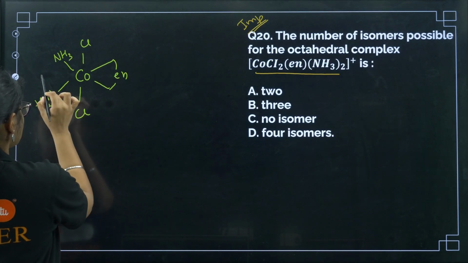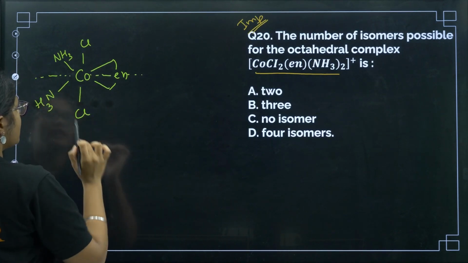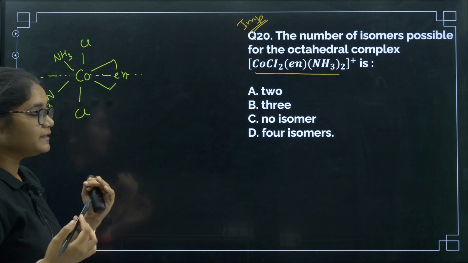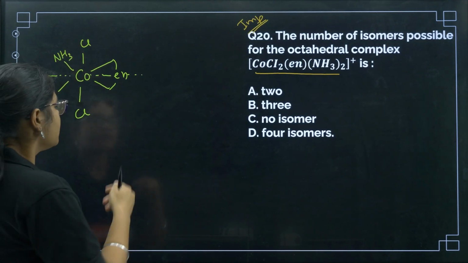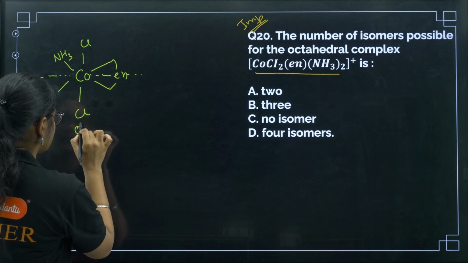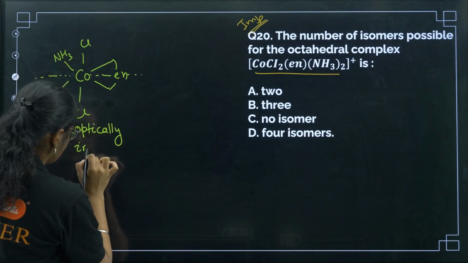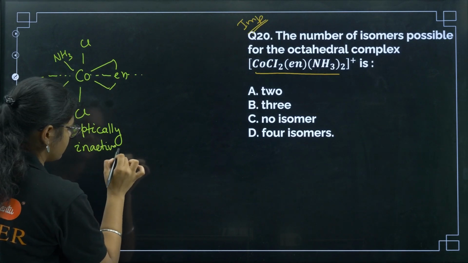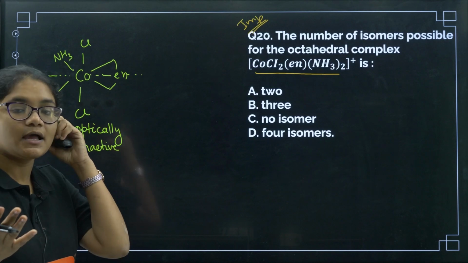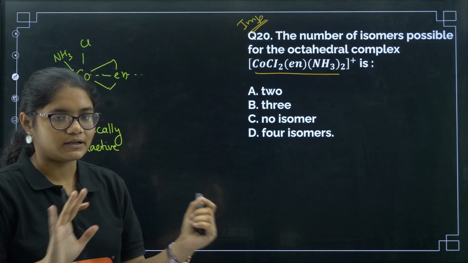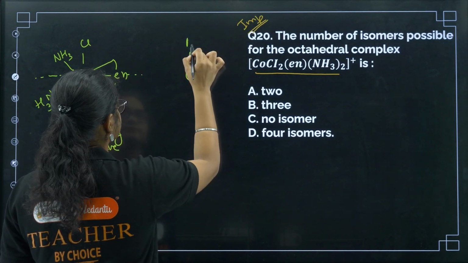You can see that there is a plane of symmetry. If there is a plane of symmetry, that means the upper part and the lower part are exactly the same as each other. If there is a plane of symmetry, then it is optically inactive, so it will not have its enantiomer. You cannot draw its non-superimposable mirror image. This is one.